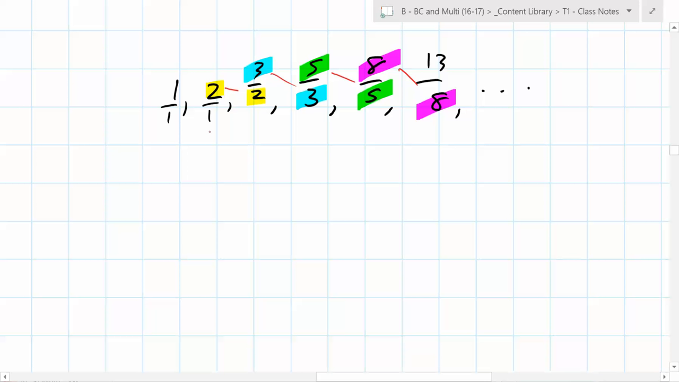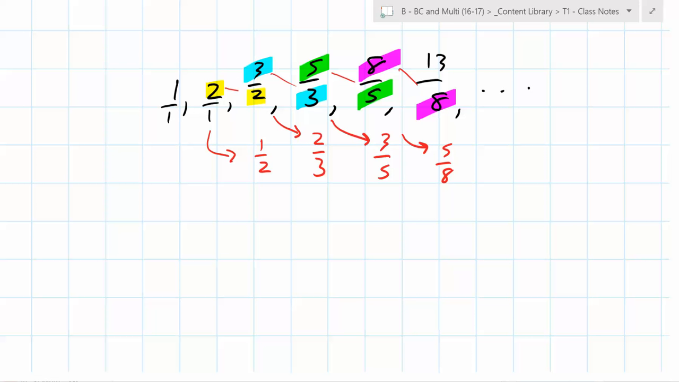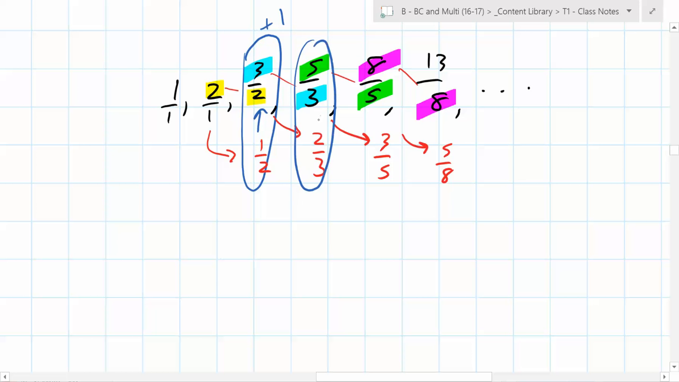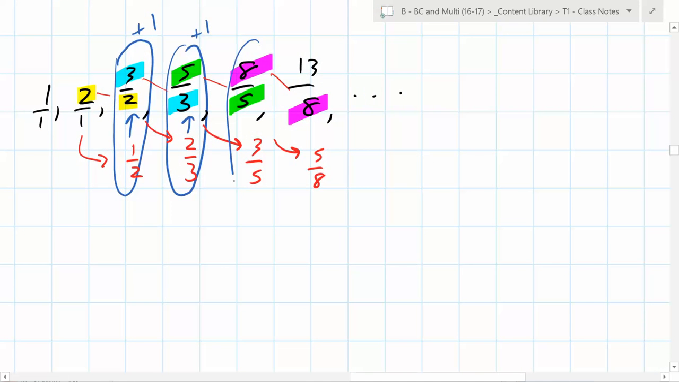So what's the flip of 2? 1/2. What's the flip of 3 halves? What's the reciprocal here? 5/8. What's the relationship, everybody, between this and this? How do you get from there to there? Plus what? 1. Plus 1. What do you do from here to here? Plus 1. And what about from here to here?